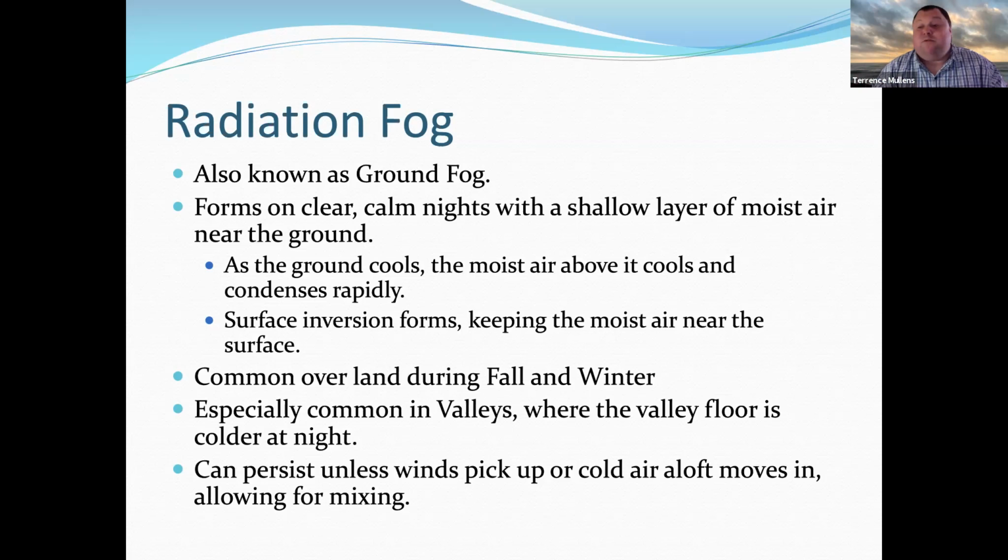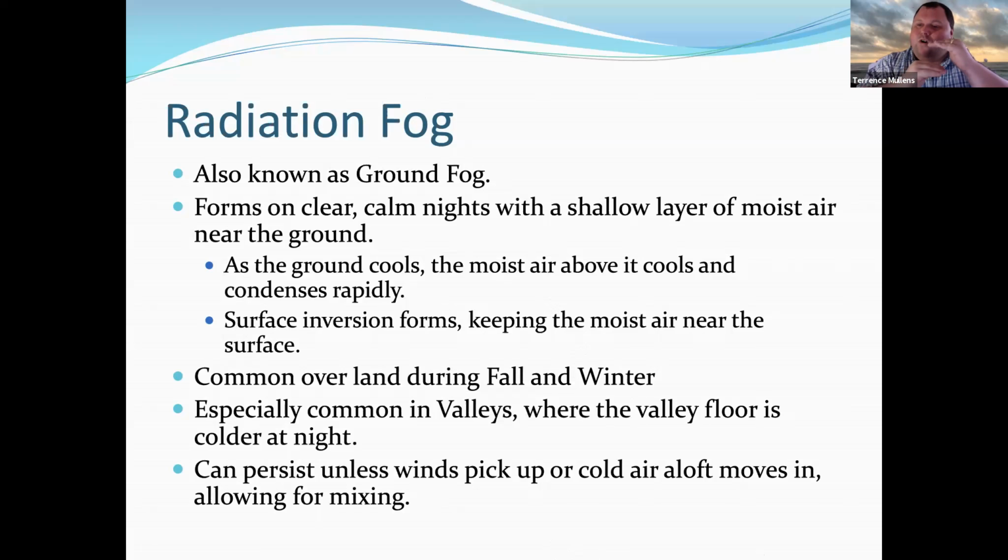Does anybody remember what that's called when you have warm air on top of cold air? I've mentioned it once or twice in this class. It starts with the letter I. It's also on the slide. An inversion. Yes, an inversion forms.